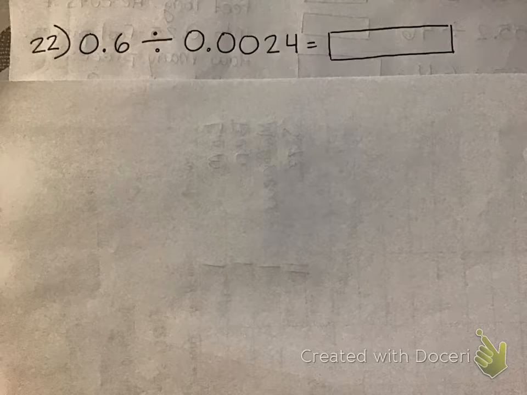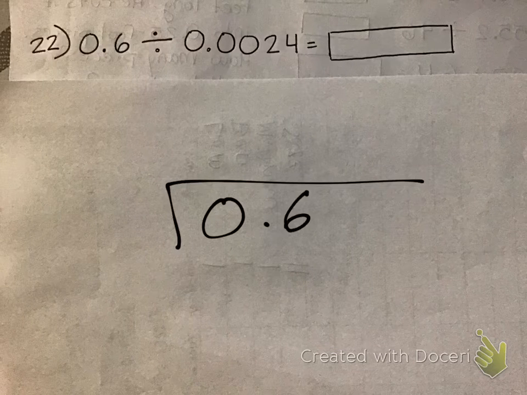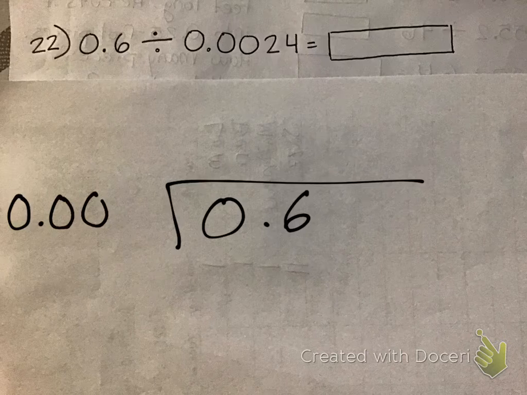75.2452. It's got a 0. It doesn't matter. Last problem. We have 0.6, and then we add 0.0024. The only important thing is we need to move our decimal place out of our dividend.